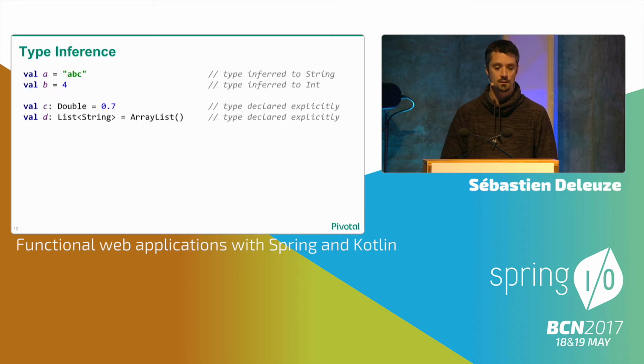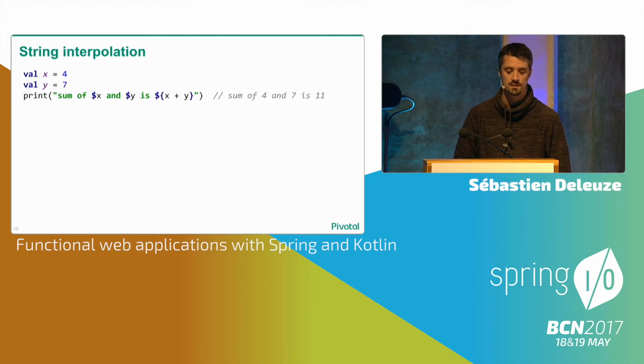A second good feature of Kotlin is type inference. So I insist, Kotlin is as statically typed as Java, but provides a short syntax like Groovy, for example, because it has a clever type inference. In this example, a equals ABC, and the type of a is inferred to be String by Kotlin. For b, b is inferred to be Int, and you can also specify the types explicitly. So you will see with more complex examples that the type inference of Kotlin is quite interesting.